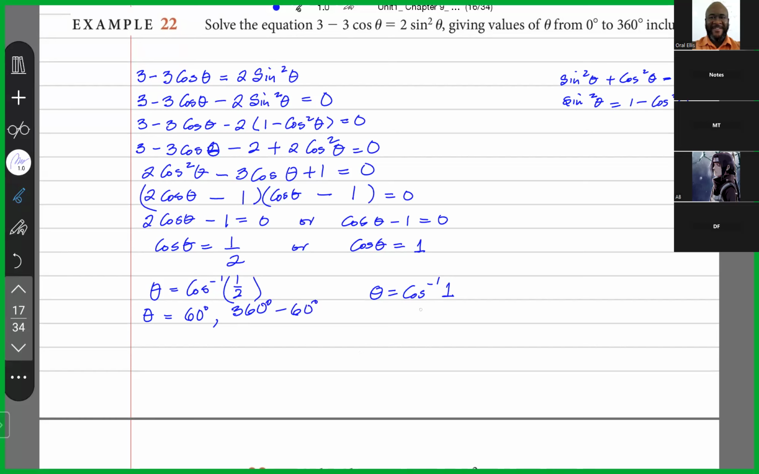Over here, the cosine of 0 is 1. So cos inverse of 1 is 0. And the cos inverse of 1 is also 360 degrees. So my answers are theta is equal to 0, 60, 300, and 360 degrees.